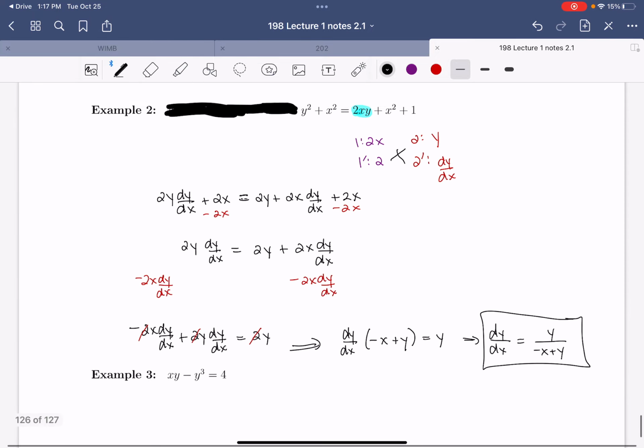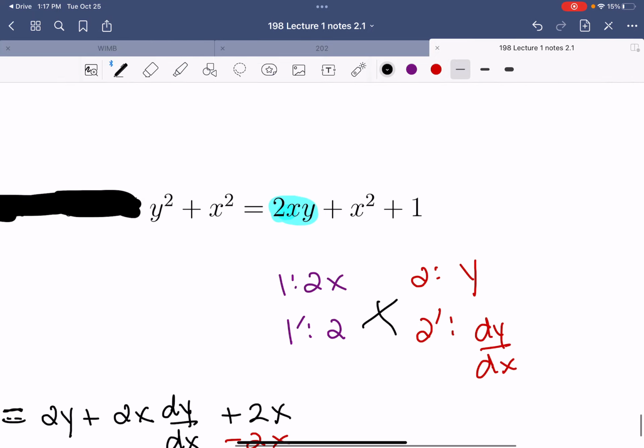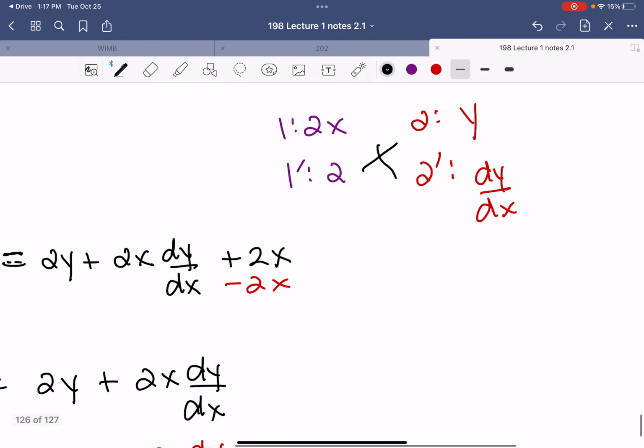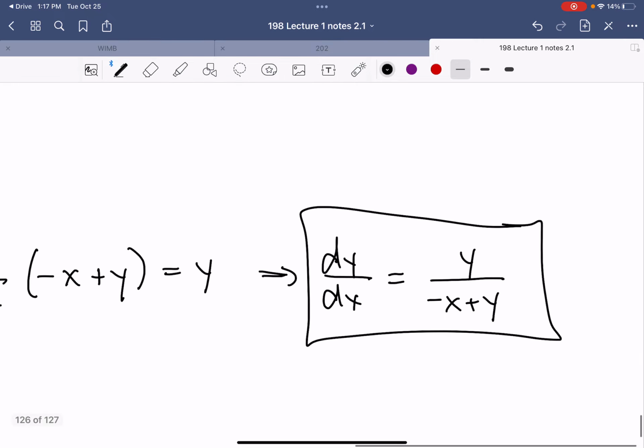Again, if I check, be aware that I could cancel those x squared terms. If I cancel the x squared terms, then I have one term with an x and two terms with a y. And that's exactly what I have here: one term in the numerator, two terms in the denominator.